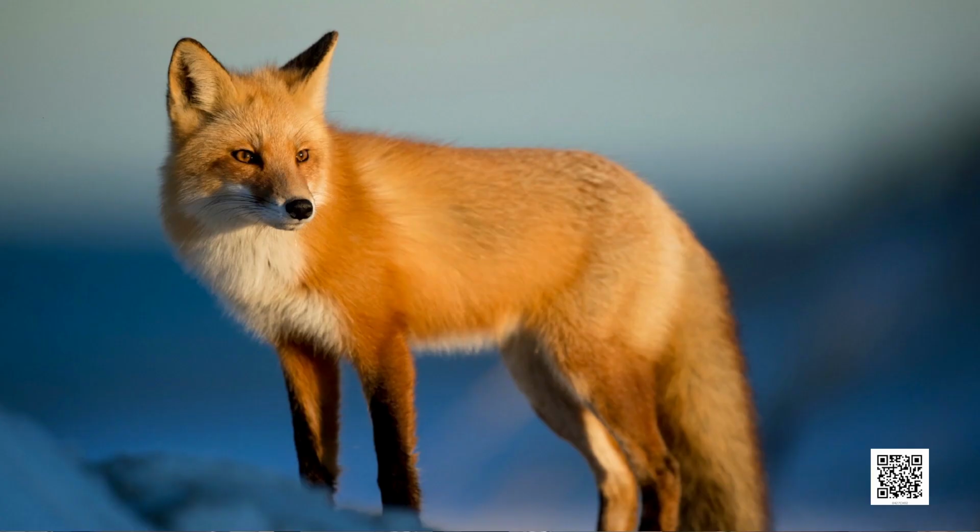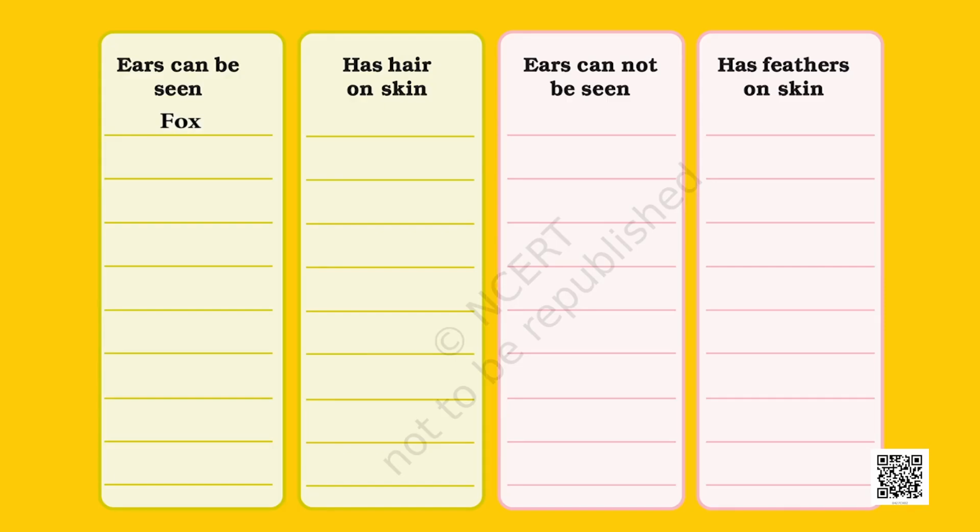The first one is fox. So, where will you put that fox? Can you see the ears in the fox? Yes, ma'am. So, you are going to write it in the first column. Can you see the hairs on the fox? Yes, ma'am. So, it's going to come in the second column. Then the next one, elephant. Where do you put the elephant? Ears can be seen. So, it is in the first column. Does elephant have hair? No, ma'am.